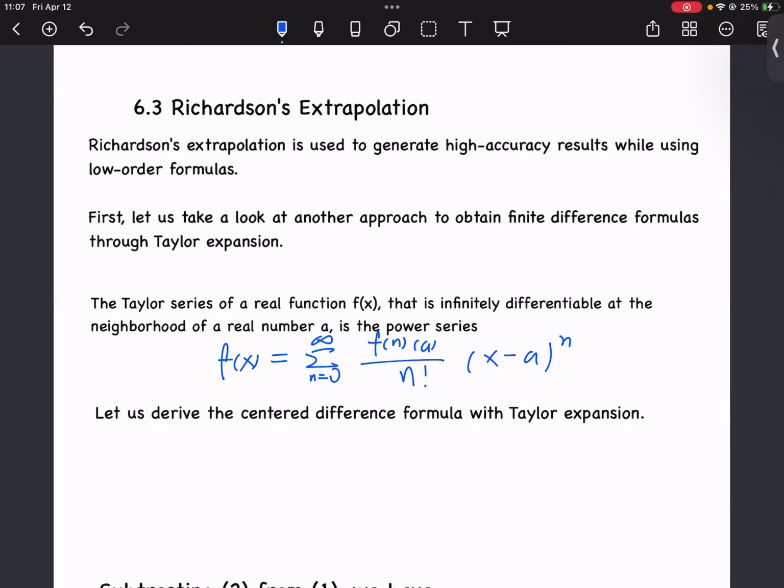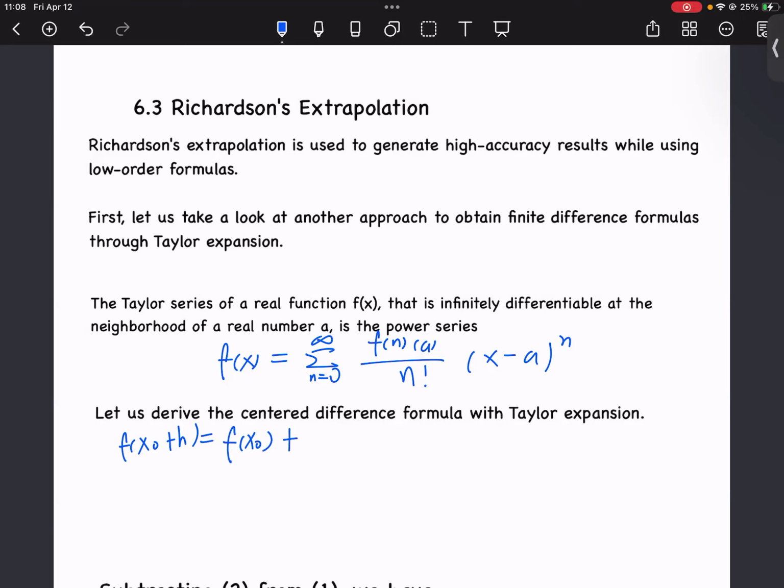They should be the same as the previous class. But here we are going to just use another method to derive the standard difference formula. So if we want to get the Taylor expansion around x0, we get f evaluated at x0 plus h equals to, so we are just doing the expansion around the point x0, and then we got this.